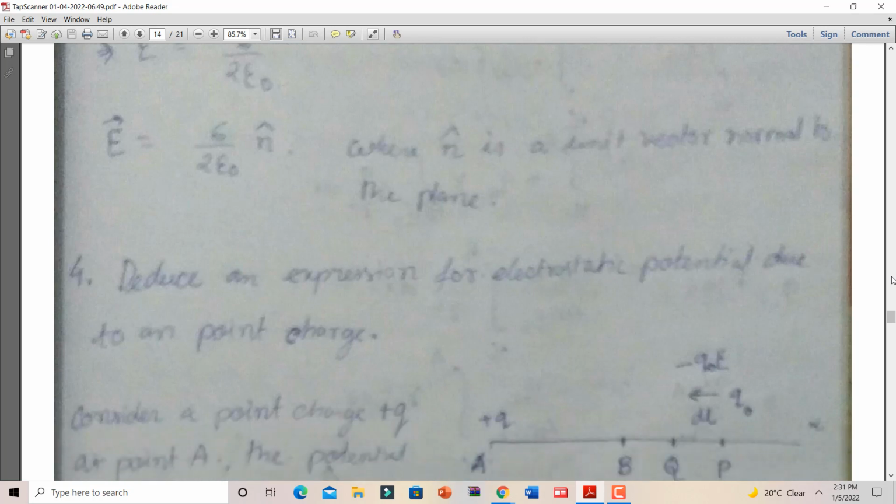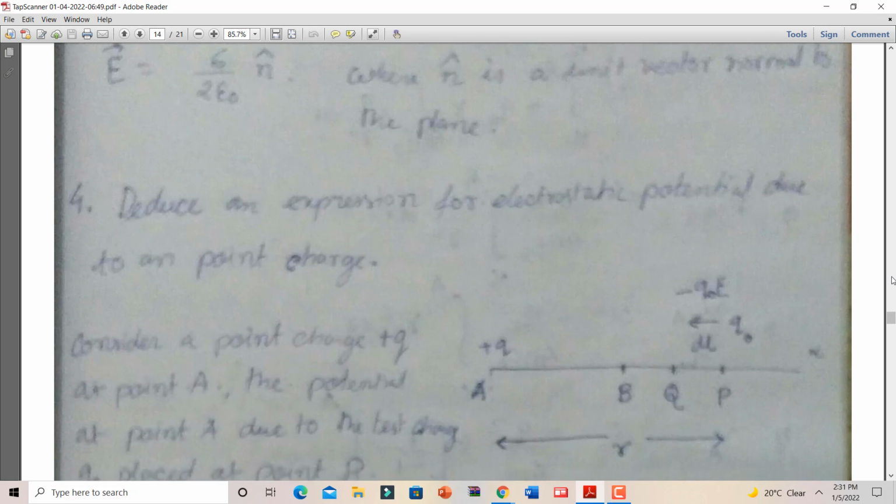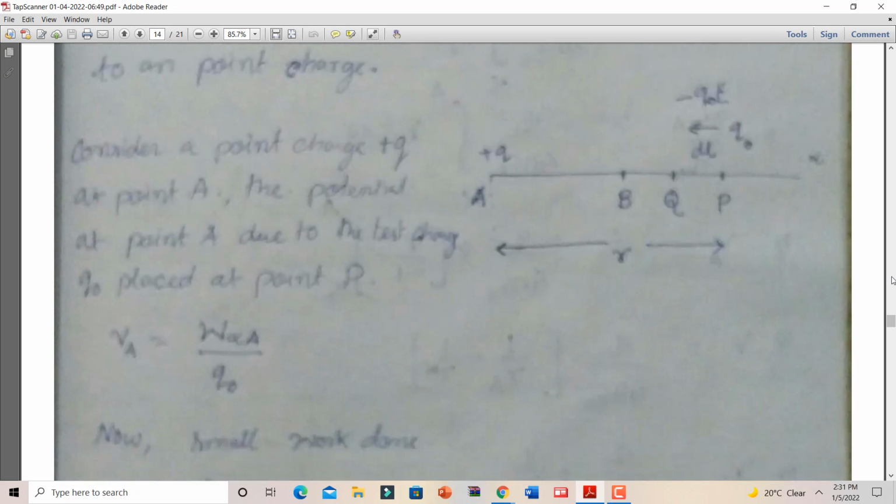Deduce the expression for electrostatic potential due to a point charge.